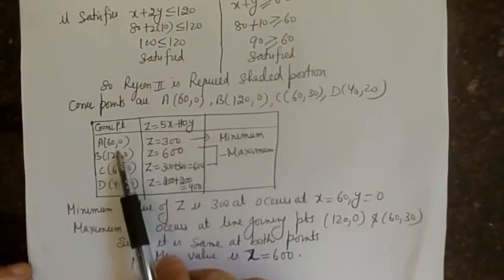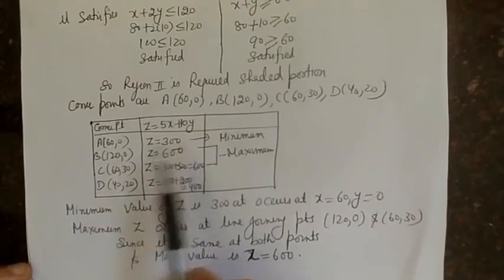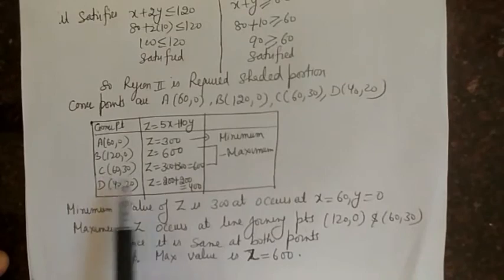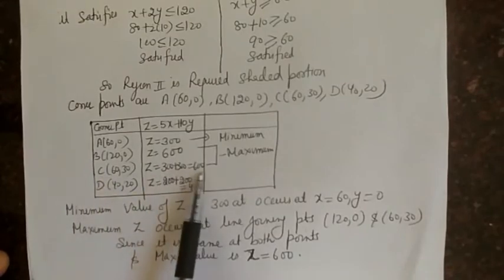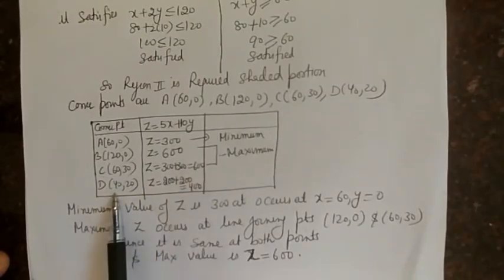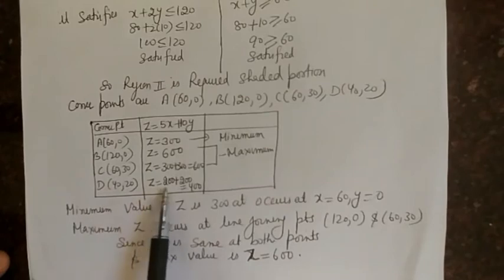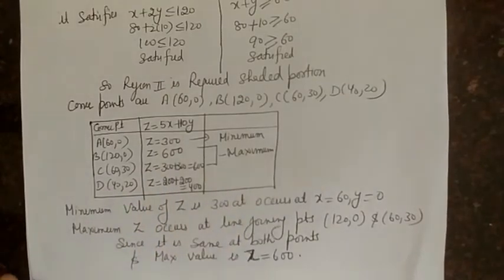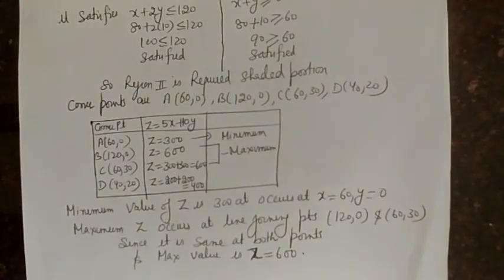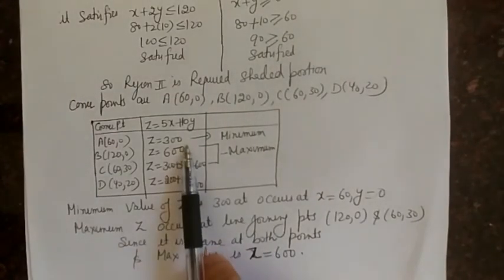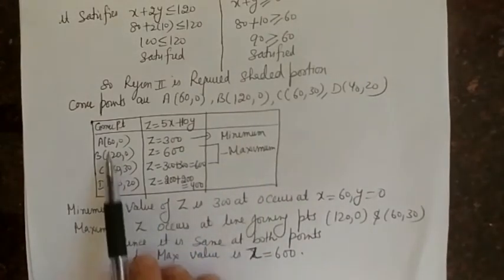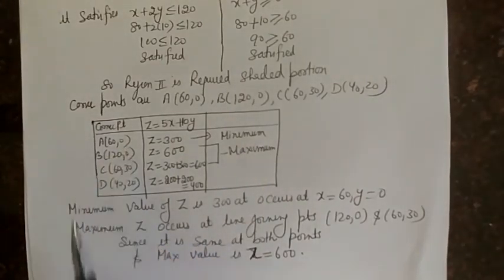The objective function is 5x plus 10y. For this corner point, we get z as 300. For this 120, 0, z is 600. For 60, 30, z will turn out to be 300 plus 300, that is 600. And for this 40, 20, z will be 200 plus 200, that is 400. We were supposed to find both maximum and minimum. So here we go. This z equal to 300 is the required minimum value, which is occurring at x 60 and y 0.